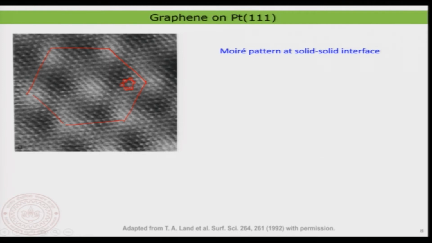What is that? That is actually due to the fact that you have a 111 surface, which again has a hexagonal lattice, and graphene is also a kind of hexagonal lattice. So, you take the two different lattices, put one on top of the other, and you just end up with a superperiodic pattern, and that is exactly what you are observing.